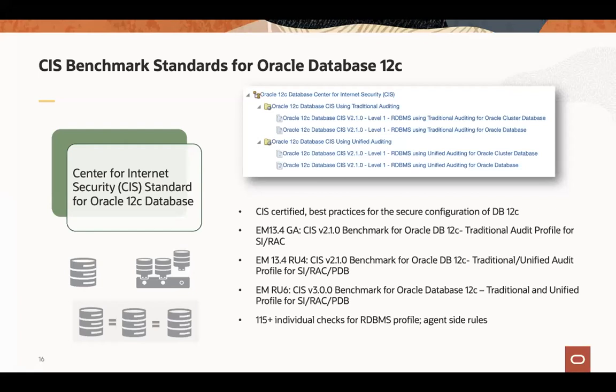And so there are about 100 plus rules covering various aspects of secure configuration. All rules in CIS are agent side. This means that anytime a rule is run, it is done so on the target, and security posture is determined based on the latest configuration on the target. And these checks are automatically done every 24 hours in Enterprise Manager.